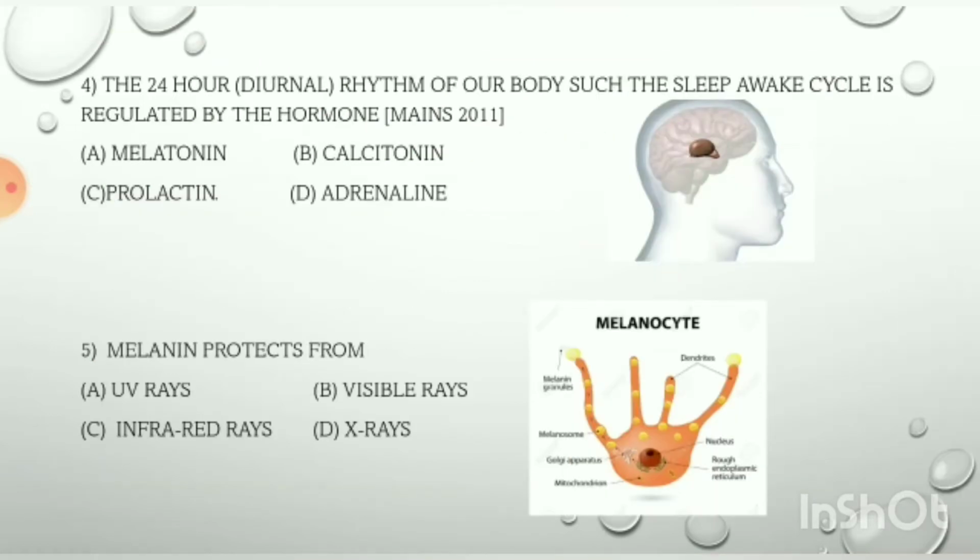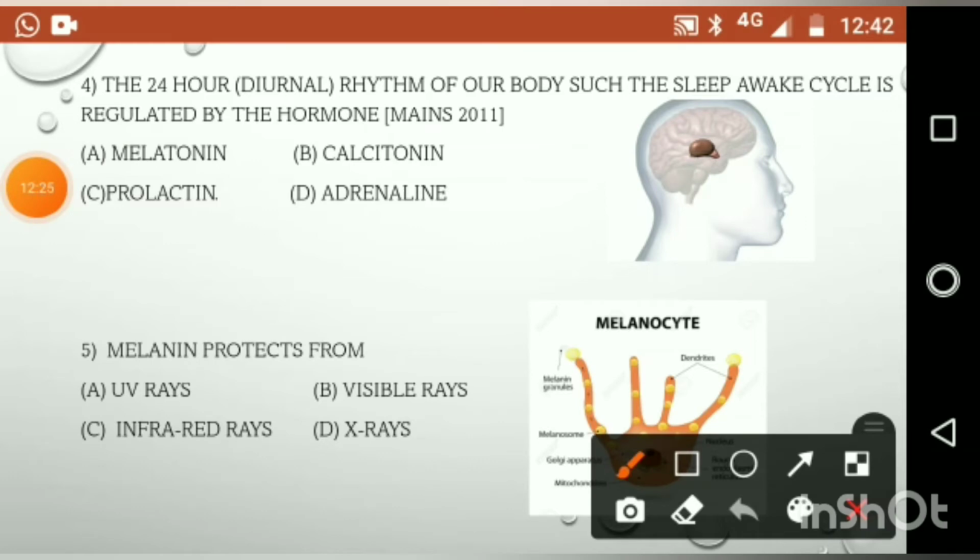Now we'll go to the next MCQ. Our next MCQ is: the 24-hour diurnal rhythm of our body, such as the sleep-wake cycle, is regulated by which hormone? Your options are melatonin, calcitonin, prolactin, and adrenaline. So pause the video and answer this question.